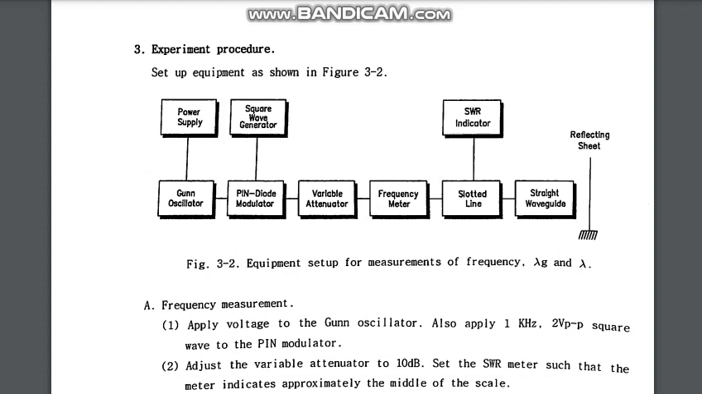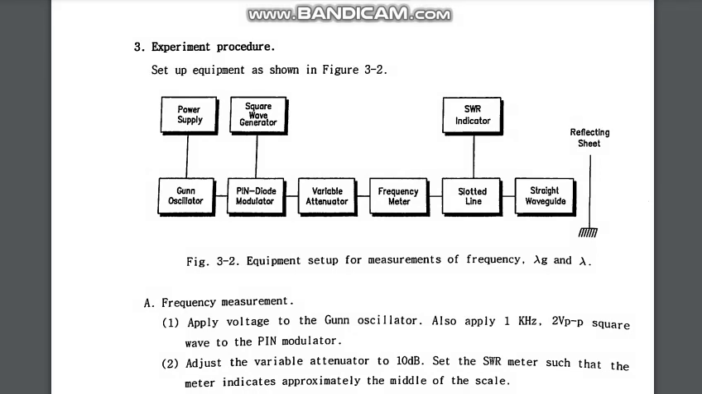When an incident wave goes through the straight waveguide, there are slotted lines. Slotted lines mean you can control the wave that goes through the slotted line, because there is the variable attenuator before it. The slotted line is one kind of device that can be used to vary the flow of the microwave energy. After going through the straight waveguide, it will go to the reflecting sheet.